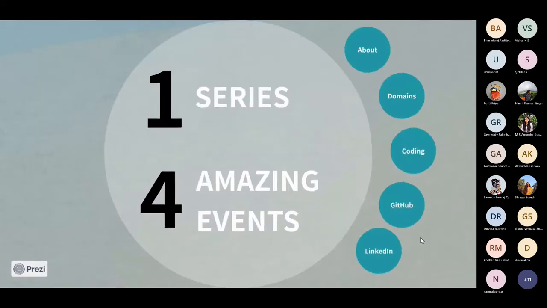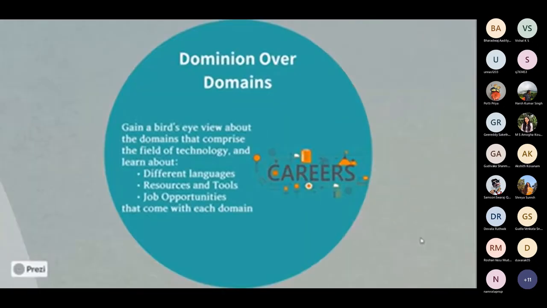This domain event is also a collaboration with GDSC. We'll be taking the session in combination with them, so do stay tuned for that.